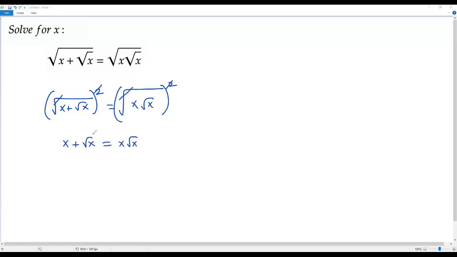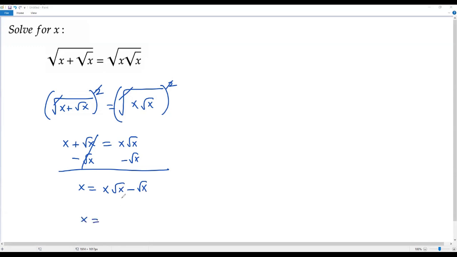Now in this term we have square root of x, and the right side also contains square root of x. So if I get these two terms together on one side of the equation, I'll be able to simplify. Let me subtract square root of x from both sides. When I do so, the positive square root of x and negative square root of x cancel out. I'm getting x equals x times square root of x, minus square root of x.